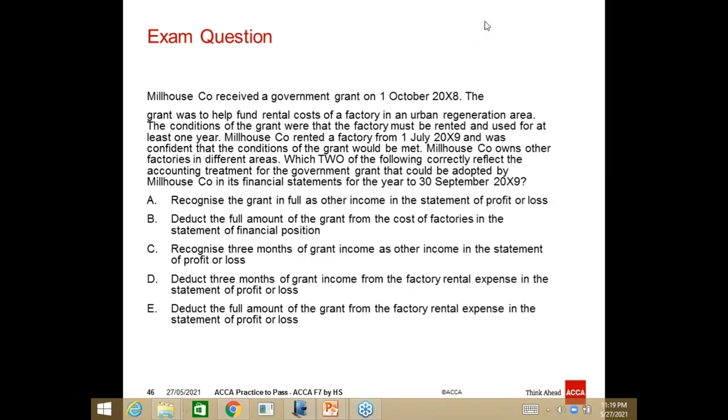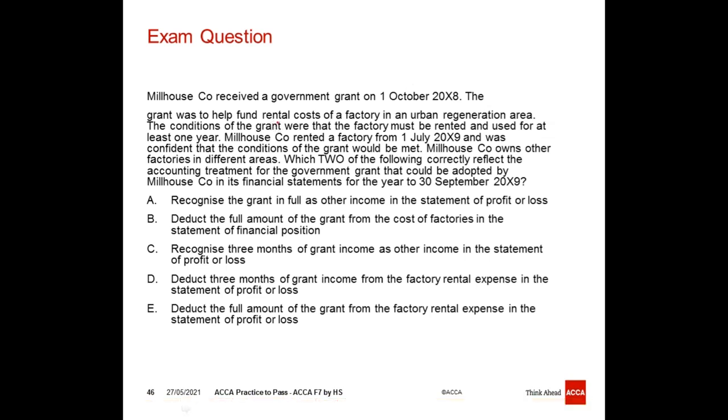Answer is D. Okay. We received a government grant on 1st October. The grant is to help fund rental costs of the factory in an urban generation area. Rental costs. So it is a grant related to income or revenue. The condition of the grant was that the factory must be rented and used for at least 1 year. Mill House Company rented a factory from 1st July 2009 and was confident the condition of the grant would be met.